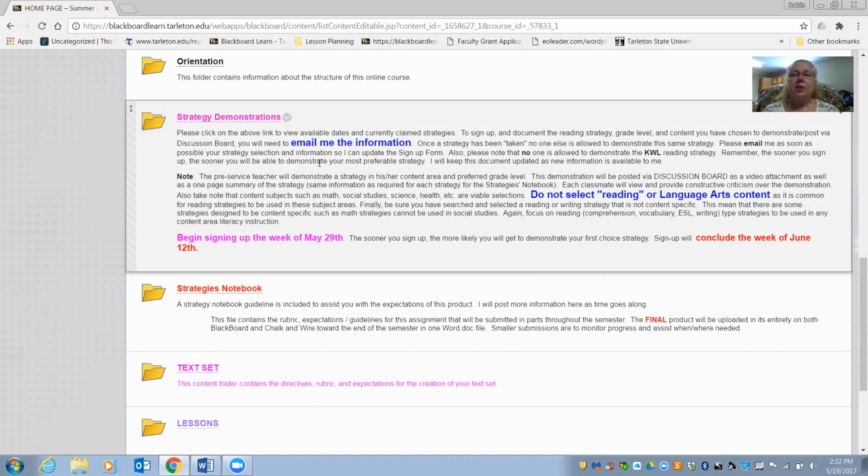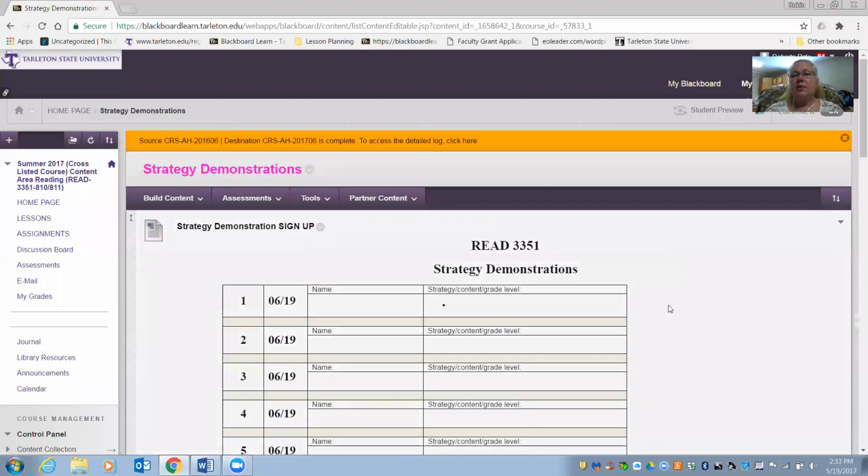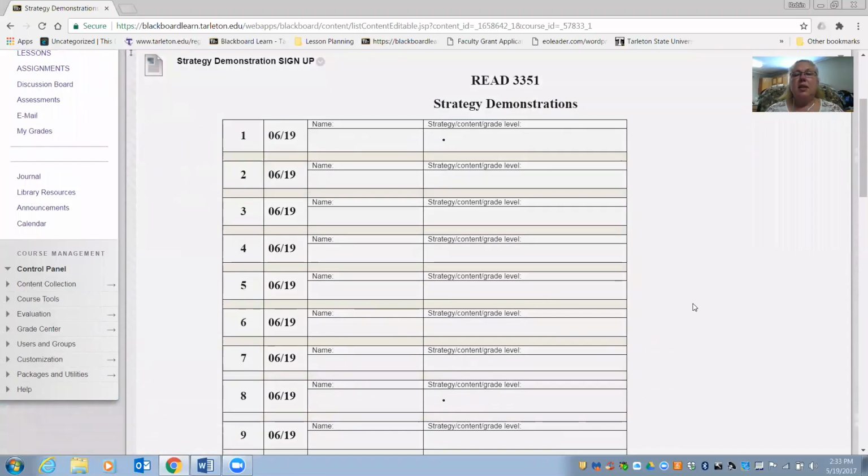Okay, the first thing for you to know is the sign up will begin May the 29th, next week, so you need to be thinking about what strategies, and the sign up will end June 12th. So it's not immediately, but you need to be thinking about this and selecting your dates. I'm going to click on this little link right here. When I click on it, this is where you should be seeing the dates. We will begin the posting of the strategy demonstrations on June 19th.